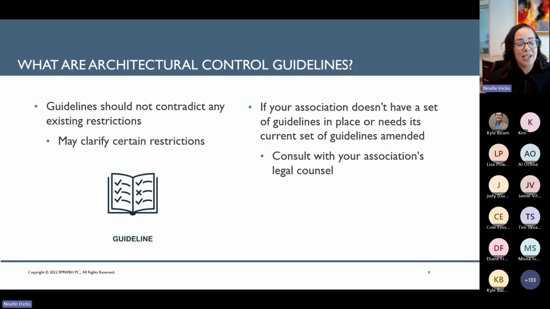Another thing too is if the association doesn't already have a set of guidelines in place, or it needs to update those guidelines, and I mentioned this before, it's important to get with the association's legal counsel, because what you don't want is a set of guidelines that might be too complicated, or again, that contradicts something that's in the restriction. So be cognizant of that. And we want to just make sure that we are creating a document that can actually be used and that's actually enforceable, so that the association doesn't have any trouble with doing that down the line.